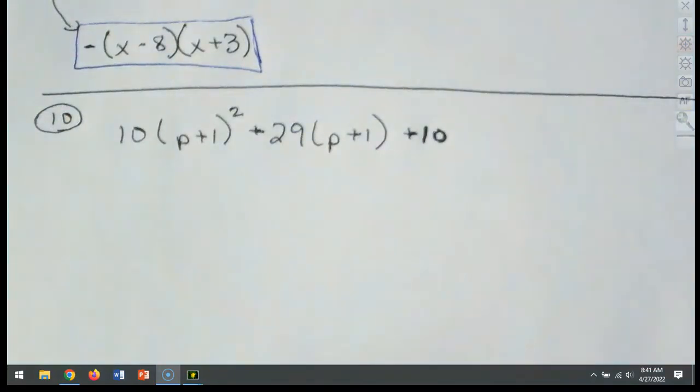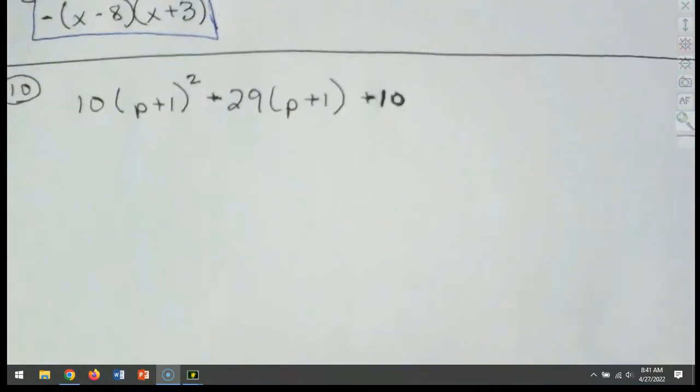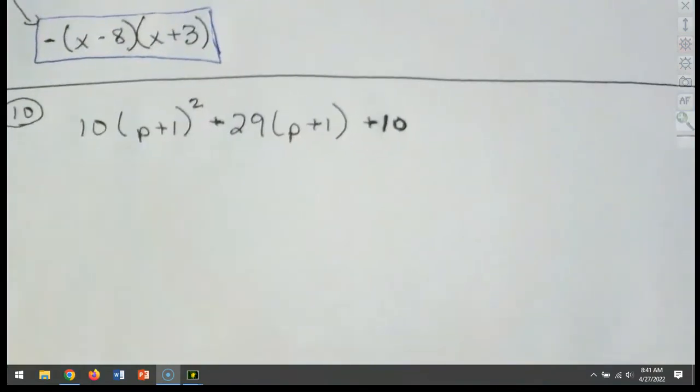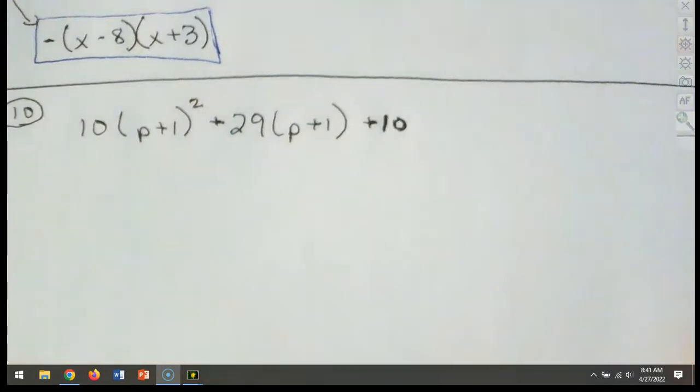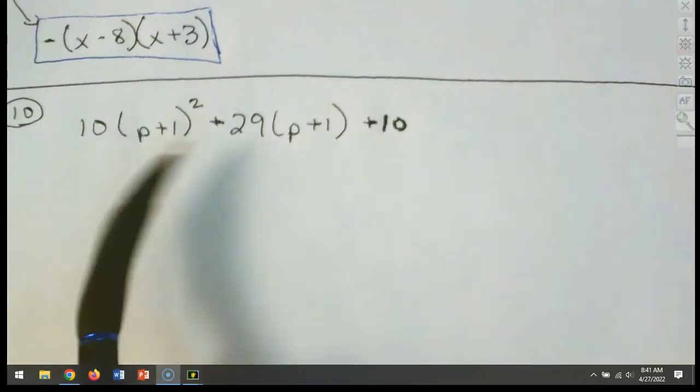Okay, we did one similar to this last time. These are difficult just because there's a lot to keep track of. So first off, I count the number of terms. So I've got 1, 2, 3 terms. The number of terms tells us how to factor and how to work with these. So we have 3 terms.